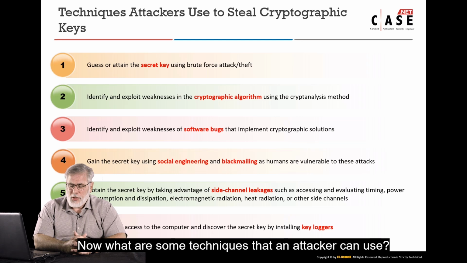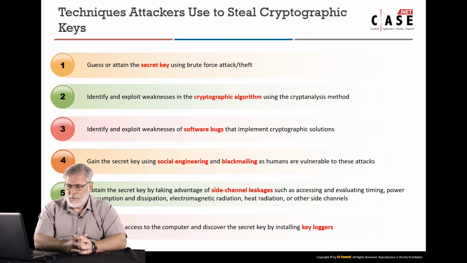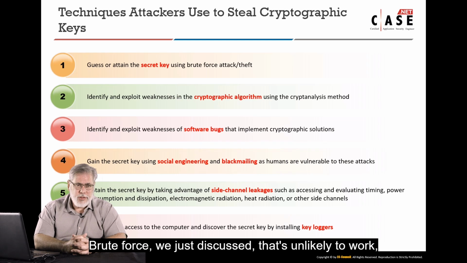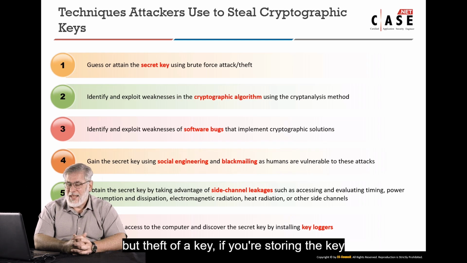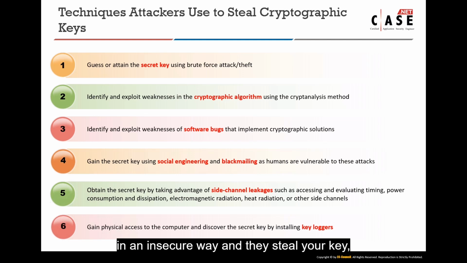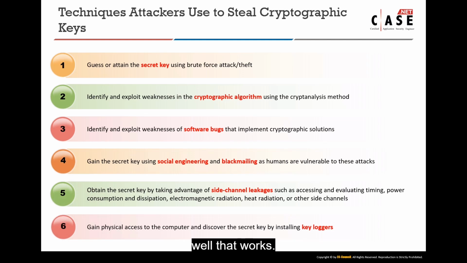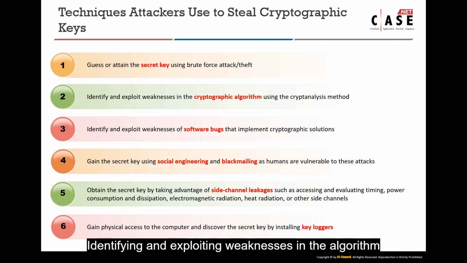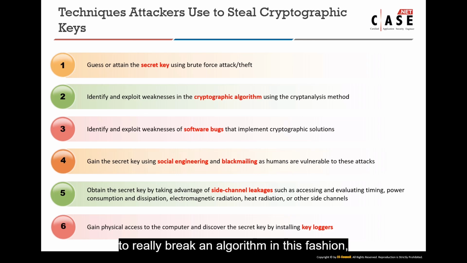Now, what are some techniques an attacker can use? Brute force we just discussed, that's unlikely to work. But theft of a key, if you're storing the key in an insecure way and I steal your key, well, that works. Identifying and exploiting weaknesses in the algorithm using cryptanalysis is far less common. It takes a huge amount of time and a lot of effort to really break an algorithm in this fashion. This is usually something researchers do over long periods of time. Looking for weaknesses in the software that implements the cryptographic solution, now that's a common way to do it.